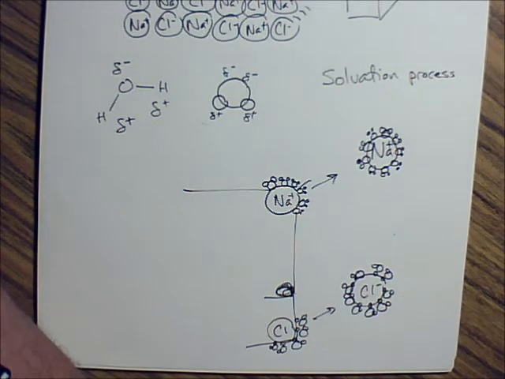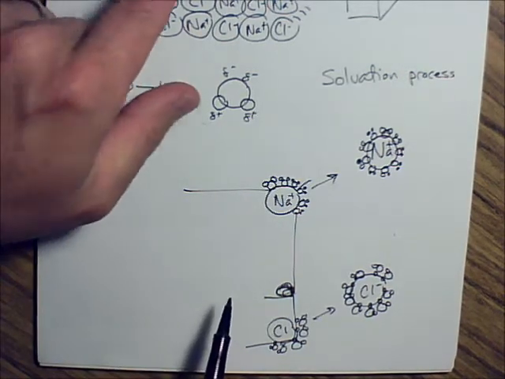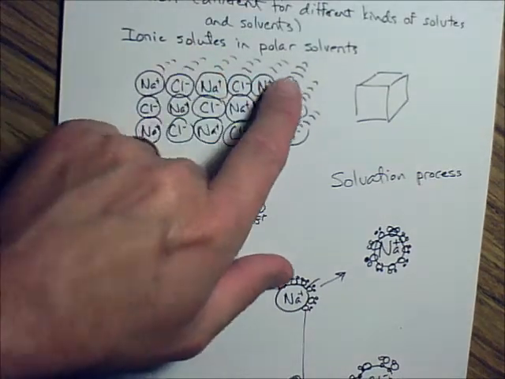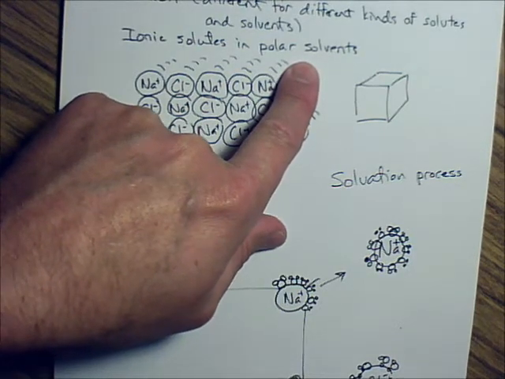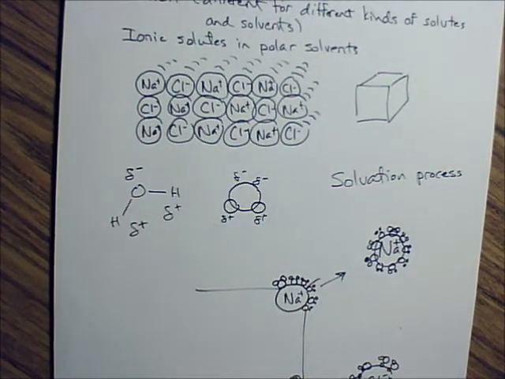Together it's the solvation process for an ionic substance. So that's called solvation. That process is called solvation. The specific kind of solvation here is the solvation of an ionic solute in a polar solvent, water being the polar solvent. Okay?